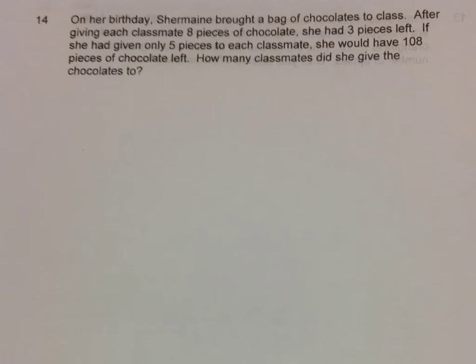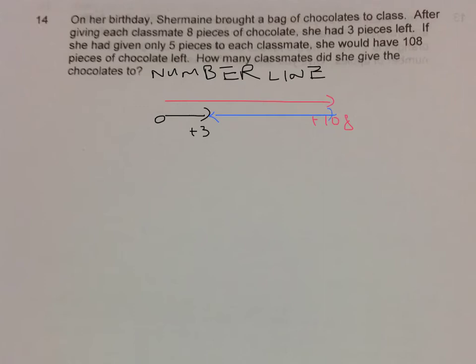You must know that for this type of question, you must use the number line method. So this is the number line method. We start from 0. If she has given 8, she will have 3 left. If she had given 5, she would have 108 left. So the range is actually from 3 to 108. This is what we always need to find out. So the range would be simply 108 minus 3, which will be 105.